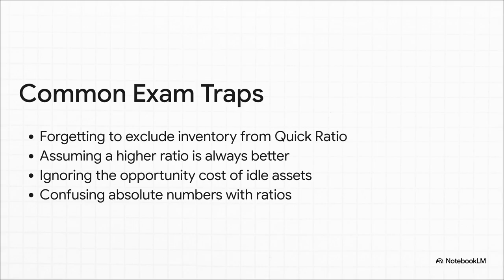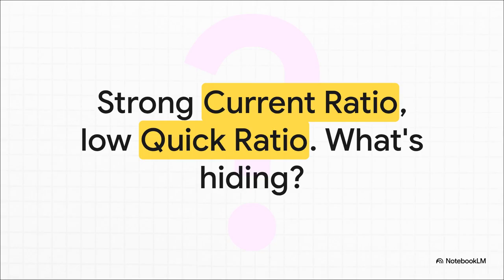Remember, a massive current ratio could actually be a huge red flag for lazy asset management and ignoring the opportunity cost of unproductive idle assets. And finally, confusing absolute numbers, like working capital, with relative proportions, like your ratios. I'm going to leave you with this final thought. If you're analyzing a company and their current ratio looks incredibly strong, but their quick ratio is alarmingly low, what risky asset is hiding in their warehouse? Think about that divergence. It usually tells you they're sitting on a massive mountain of inventory they can't sell. Keep that in mind as you continue exploring financial analysis, and you'll be spotting those red flags in no time.